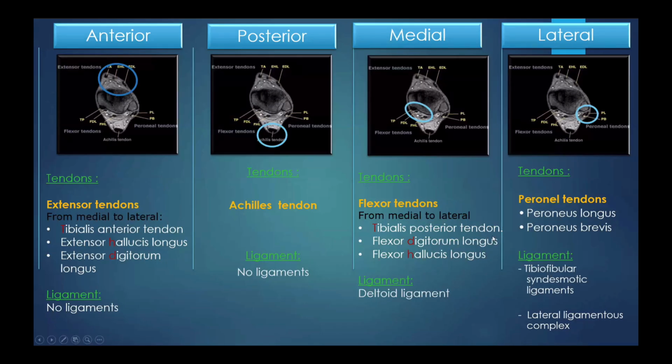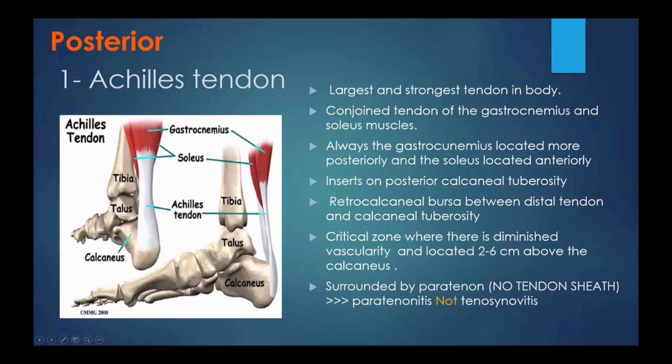Let's talk about individual tendon, starting by the posterior compartment, which is an Achilles tendon. The Achilles tendon is the largest and strongest tendon in the body. It's conjoined tendon of gastrocnemius muscle and soleus muscle. Always the gastrocnemius muscle located more posteriorly and the soleus muscle located anteriorly. It inserts on the posterior calcaneal tuberosity, and the retrocalcaneal bursa usually located between the distal end of the calcaneum and the calcaneal tuberosity.